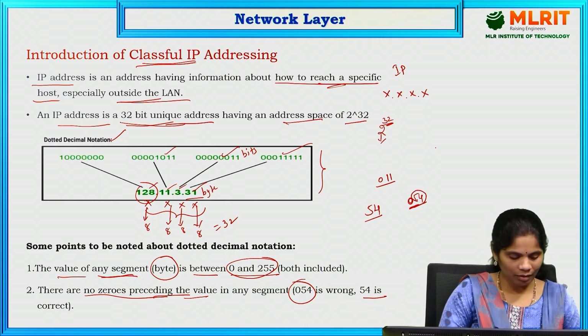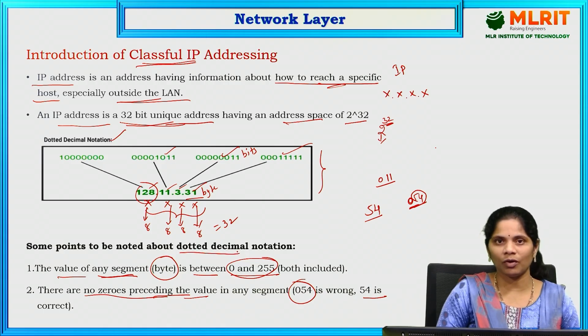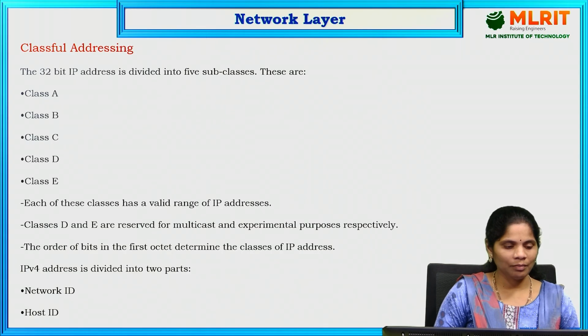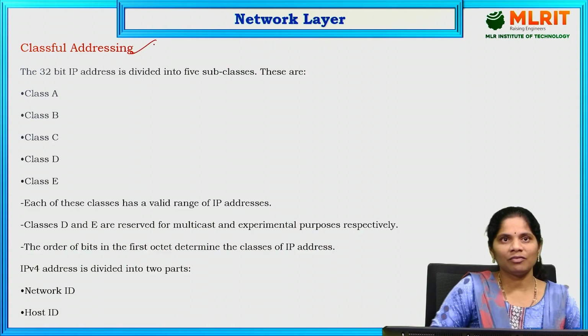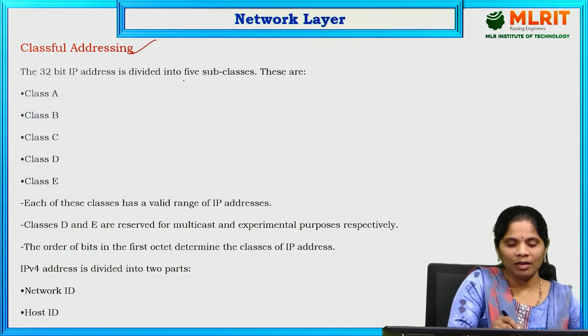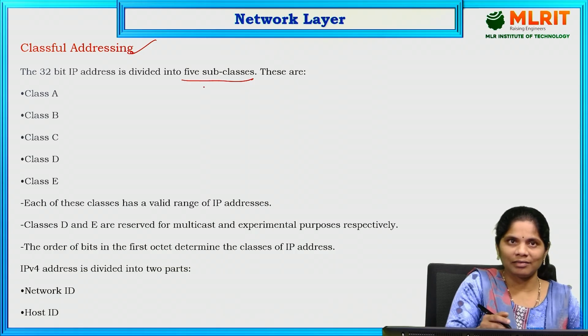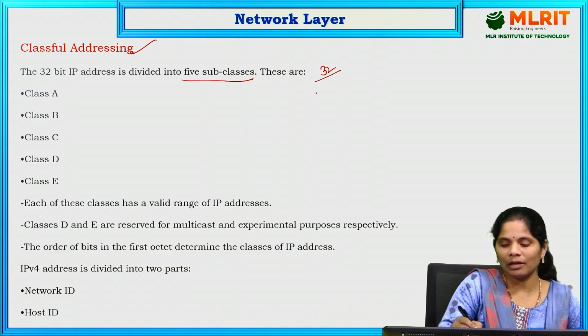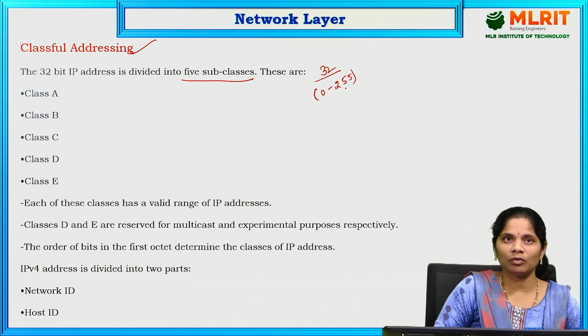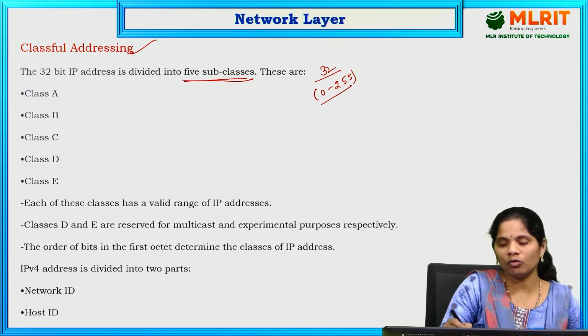Whenever we give an address in dotted decimal notation, we have to follow that rule. At the same time, classful addressing has 5 classes in total. The 32 bits are divided into classes, where the range is 0 to 255, and that range we again divide into subclasses. Those are the 5 classes.